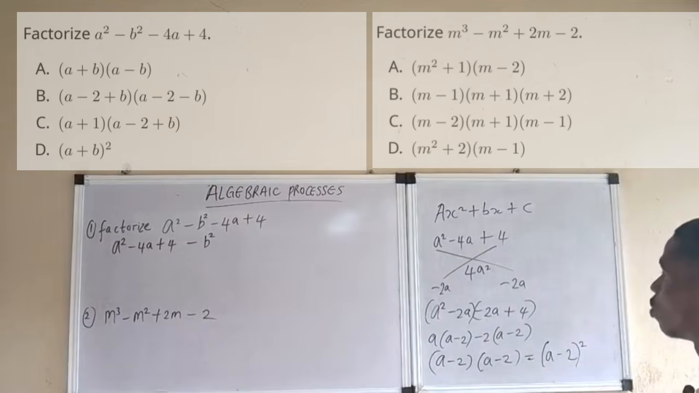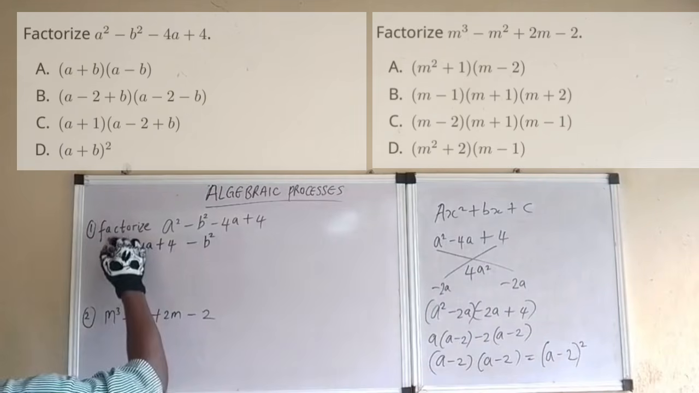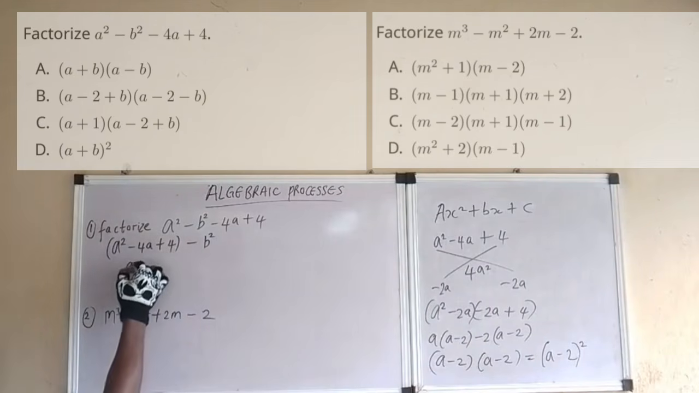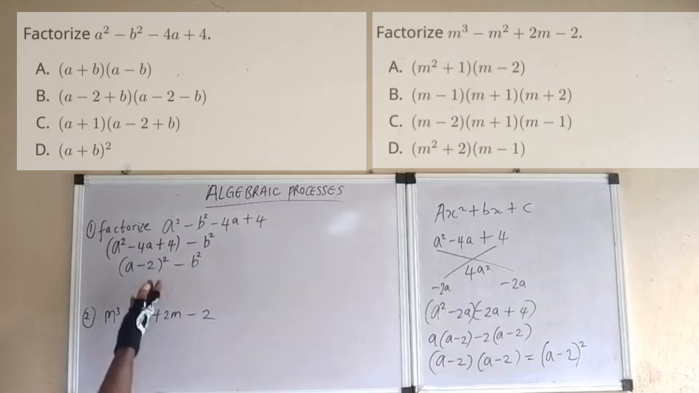Do you understand? So we can replace this entire thing as what? A minus 2 all squared. So you come here and you replace this with a minus 2 all squared minus b squared. Now what you have here is what you call a difference of two squares. It is the difference, the subtraction between two squared numbers. So difference of two squares, all right?